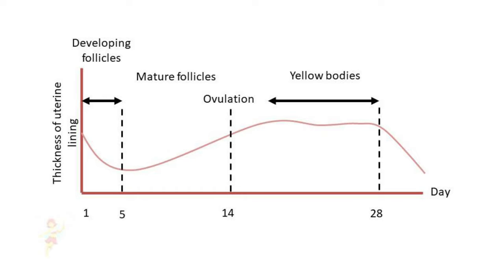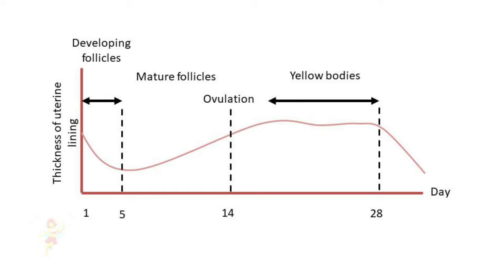During day 5 to 14, after menstruation, some follicles in the ovary start to develop. The thickness of the uterine lining and the blood supply increase again to prepare for receiving an embryo. At day 14, ovulation occurs. During day 14 to 28, the uterine lining continues to thicken and becomes very thick. It is ready to receive an embryo.